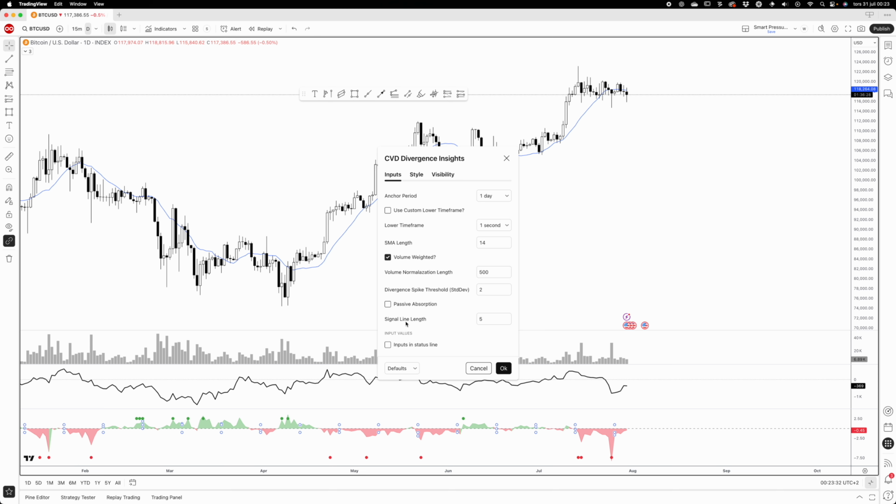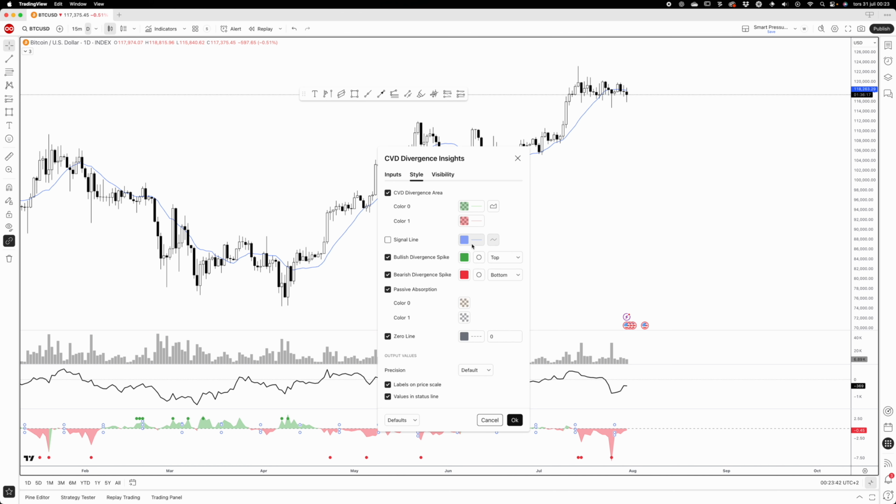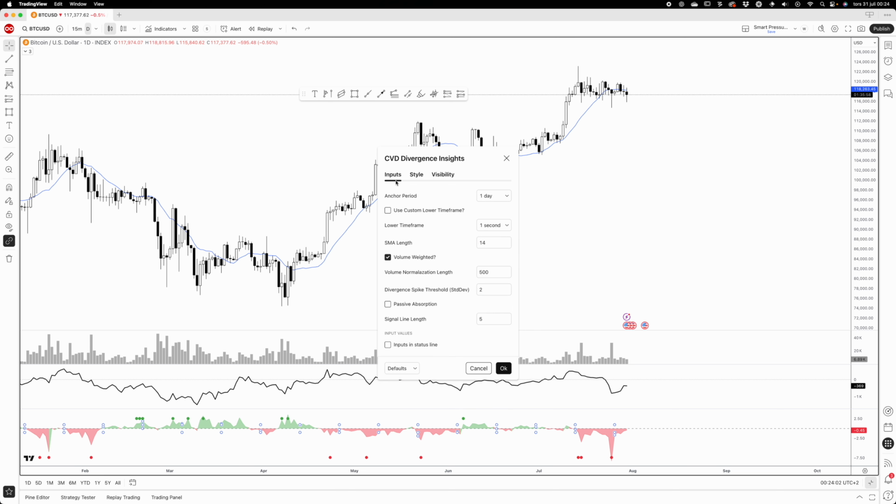Then you can add another moving average on top of the entire calculation. In order to turn that on, you have to go to the Style tab and turn on the signal line, and you will get a moving average of this. I don't personally use it very much. I played with it in the beginning but decided not to use it, but I kept it in. Feel free to come up with any uses for it.